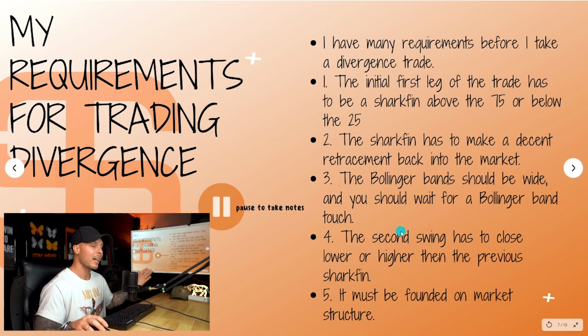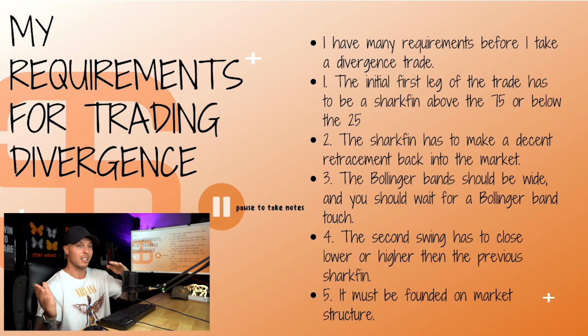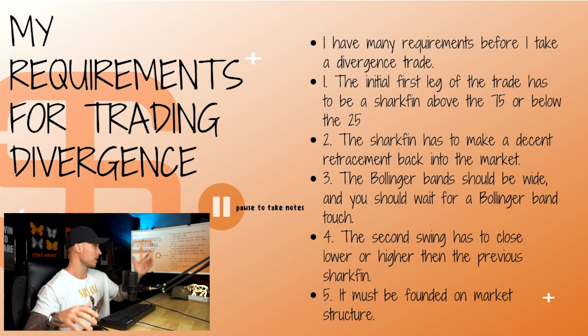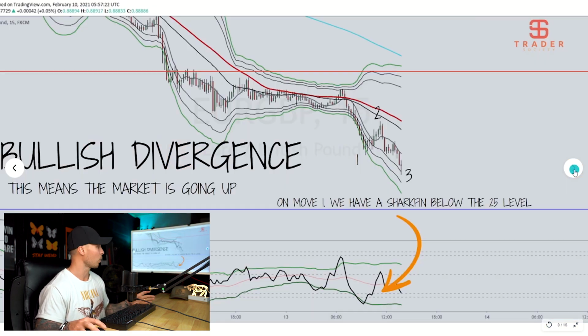Now, the second swing has to close lower. If it already made a previous low, it has to close lower than that low. Or when we've made the high, it has to close higher than that previous high on that divergence, okay? The second leg always has to be either higher or lower. And again, it has to be founded on market structure, which is very important.